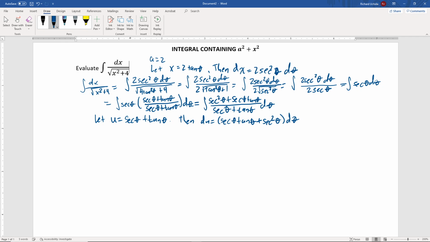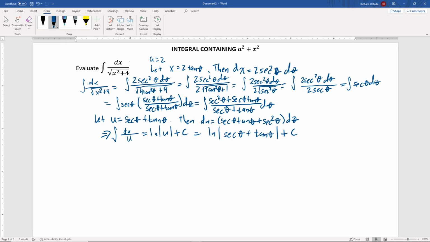So doing our substitution, all of that stuff on the top is just the du. All the stuff on the bottom is just u, so we have just the integral of du over u, which is equal to the natural log of the absolute value of u plus c. Now remember, we then do our back substitution, plugging in the secant of theta plus tangent of theta back in for u. So this is equal to the natural log of the absolute value of secant of theta plus tangent of theta, all that plus c.